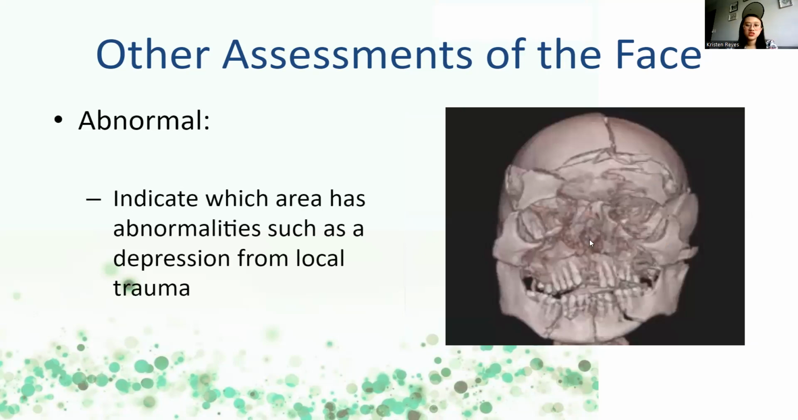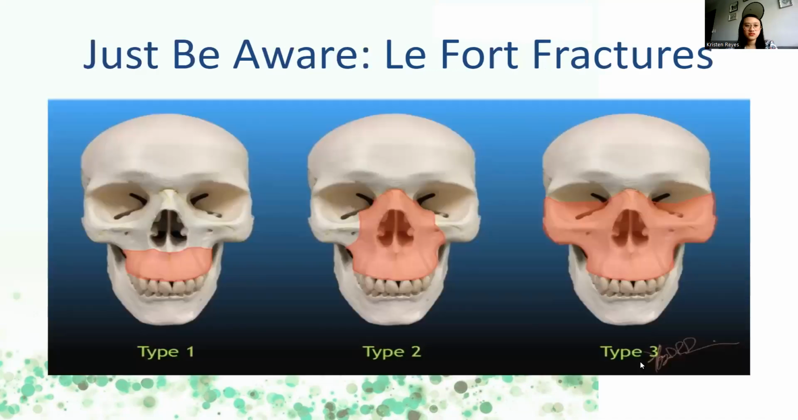So, this is an abnormal facial finding due to trauma. Grabe na yung trauma dito. Okay, indicate which area has abnormalities such as depression from local trauma. So ito baka na-aksidente yung pasyente, nabangga, motor vehicular accident, causing this kind of facial trauma. This is very, very severe. Okay. So this is nice to know, but sometimes they ask this in the exam.